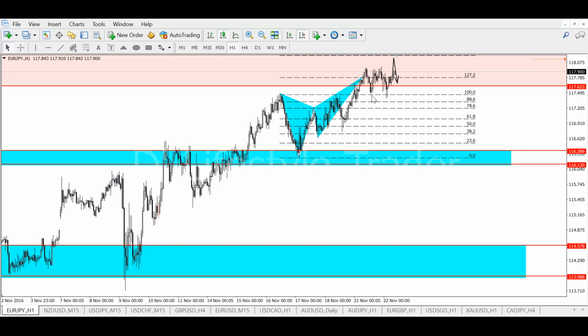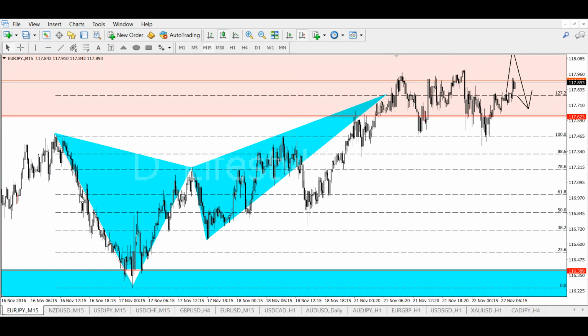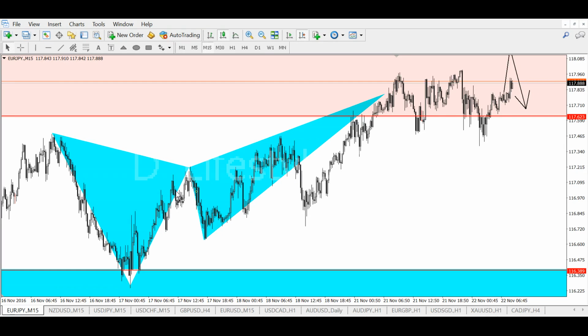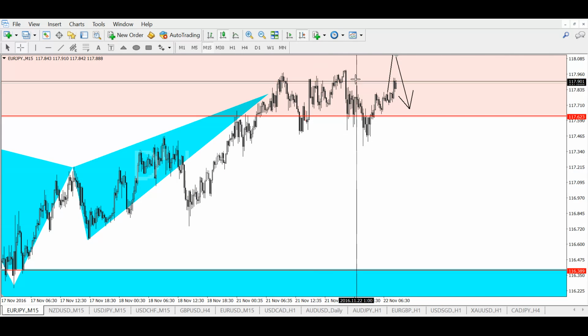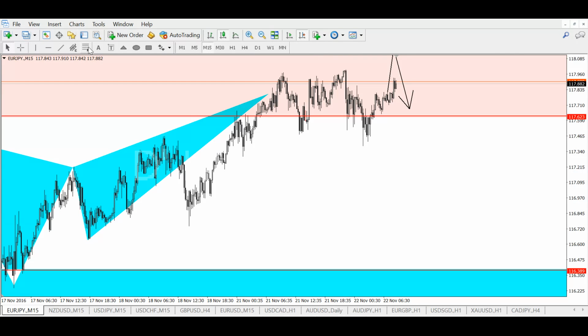So this is a completion of a butterfly. One time, two times, third time resisted. We're going to see what's going to happen right here. Now, I do believe there might be a second butterfly that's forming. What do I mean? If I take away this Fibonacci retracement, now, in the 15-minute chart, we've seen that the price came all the way down, breaking below the previous swing low.